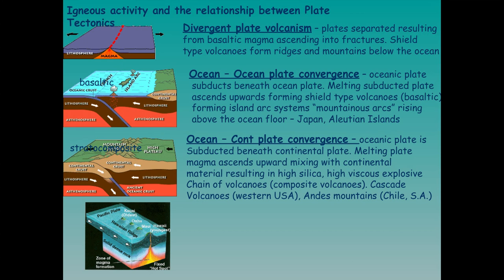And now what's happening is along the continent, the formation of composite volcanoes takes place because of the high silica, because of the introduction of silica from the continent. So now we produce high silica, high viscosity, explosive chains of volcanoes. And so these are known as the composite volcanoes. This is a really good example of the Cascade volcanoes in the western United States and along the western side of Chile as the Andes Mountains. So you can see in this picture, we have composite volcanoes forming along the coast.